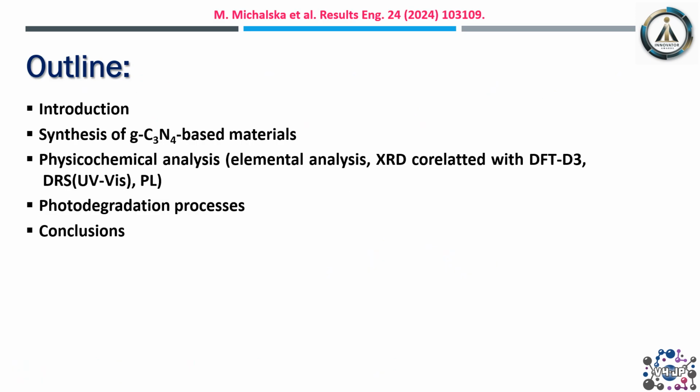At the beginning, I will tell you some information about the graphitic carbon nitride material and the synthesis of this material. Then I will present you some physical-chemical analysis and photodegradation processes that were done for the synthesized materials. And finally, I will summarize the achieved results.